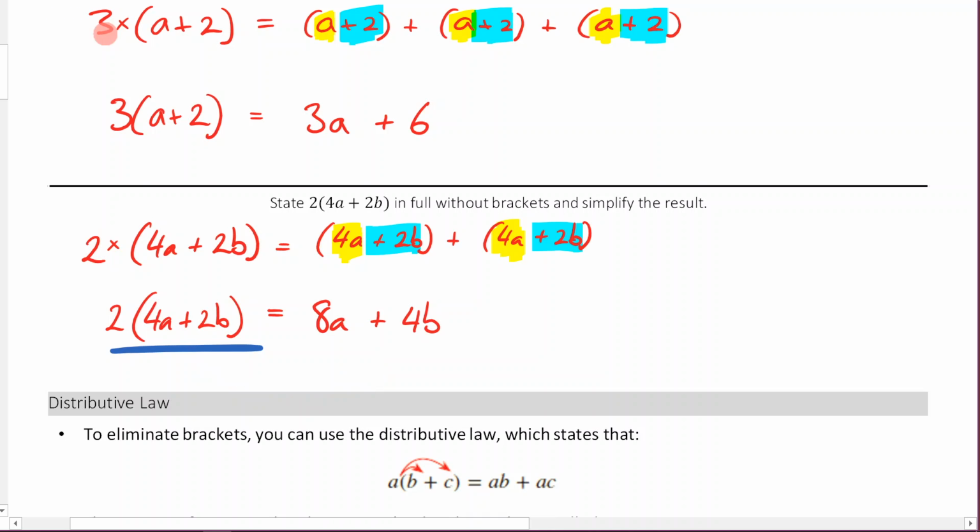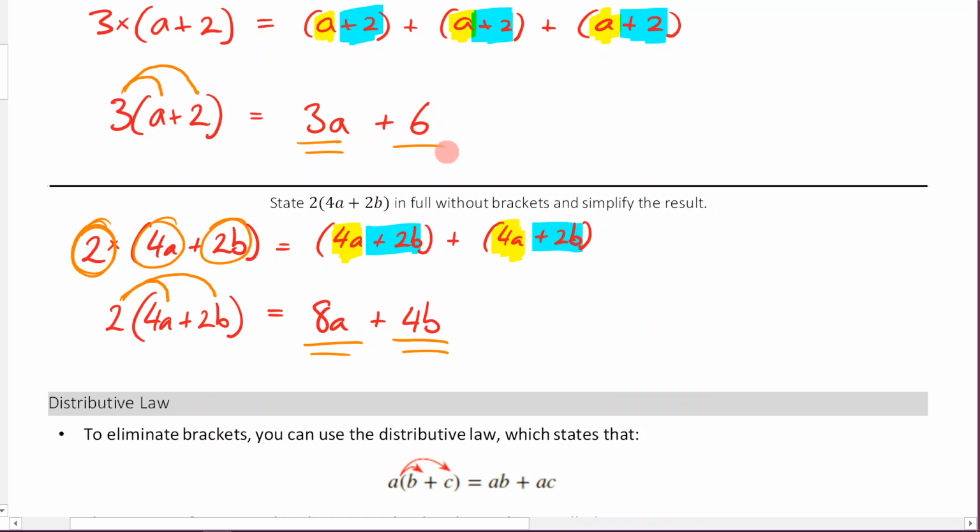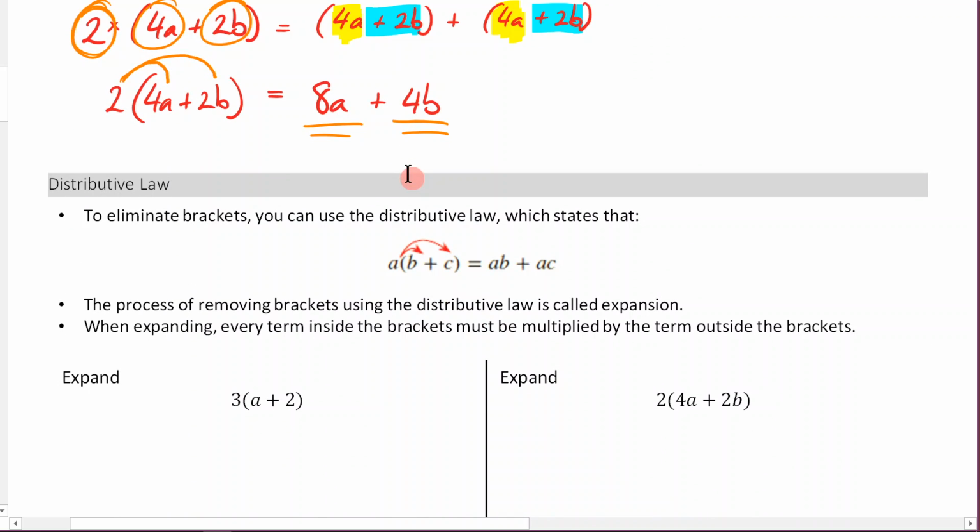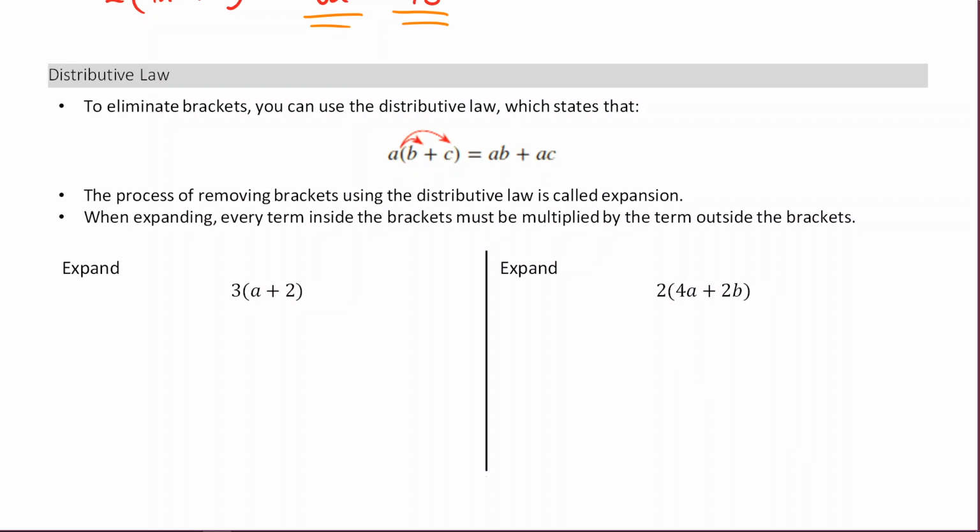And there absolutely is. So hopefully what you noticed here is that when we said we have two lots of 4a plus 2b, what I was saying is, we have two lots of 4a and we have two lots of 2b. So in other words, what we were doing was going 2 times 4a. 2 times 4a is 8a. And we're going 2 times 2b. 2 times 2b is 4b. So up here, we're going 3 times a is 3a, and 3 times 2 is 6. That's what we were doing. And this is called the distributive law.